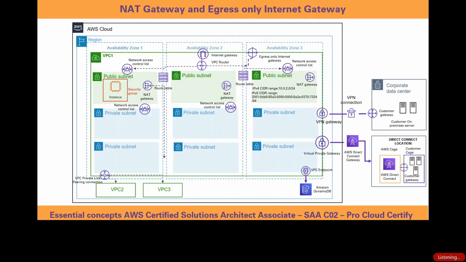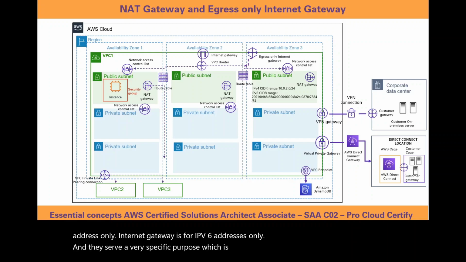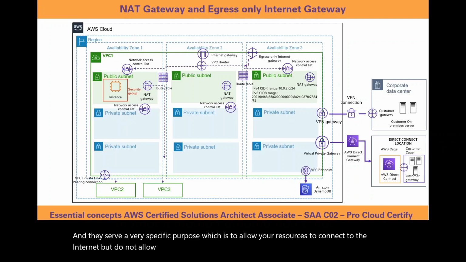Now let's go over the other important VPC components, which are your NAT Gateway and Egress only Internet Gateway. As mentioned previously, a NAT Gateway is for IPv4 addresses and Egress only Internet Gateway is for IPv6 addresses only, and they serve a very specific purpose, which is to allow your resources to connect to the internet but not allow unsolicited internet connectivity back to the resources. Now first we will explain what a NAT Gateway does.